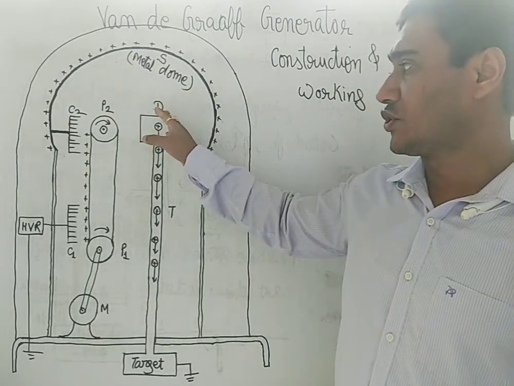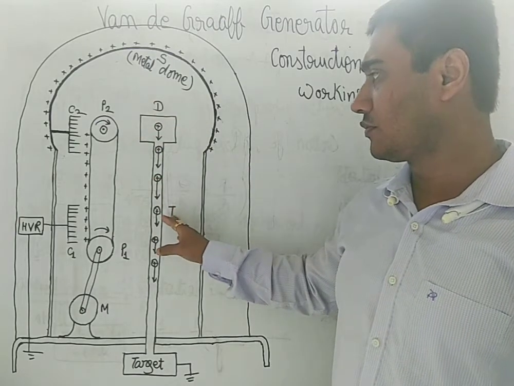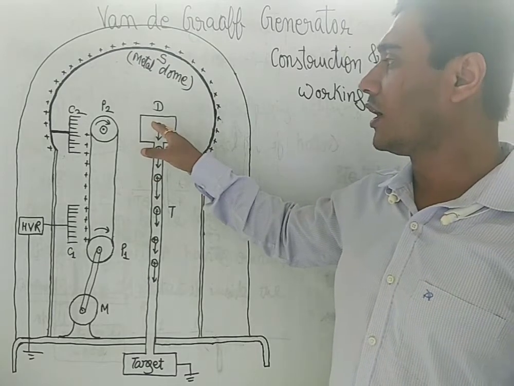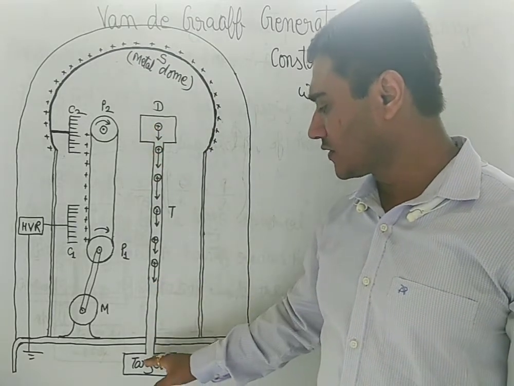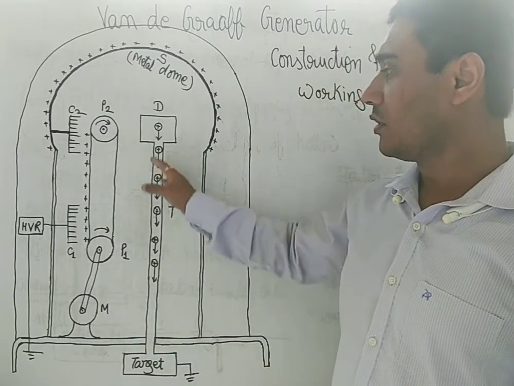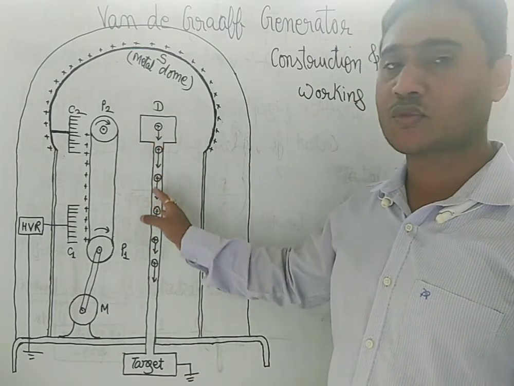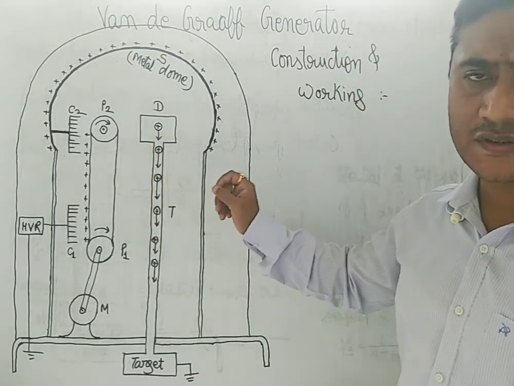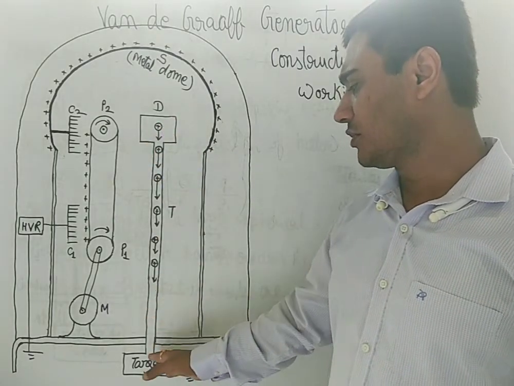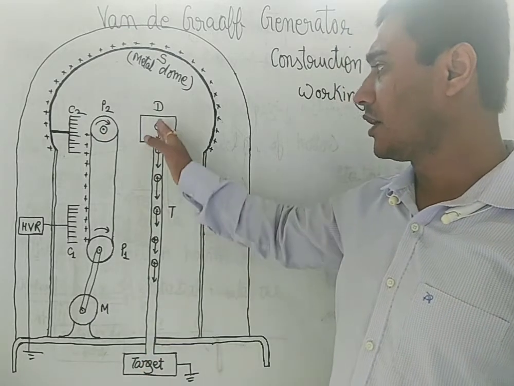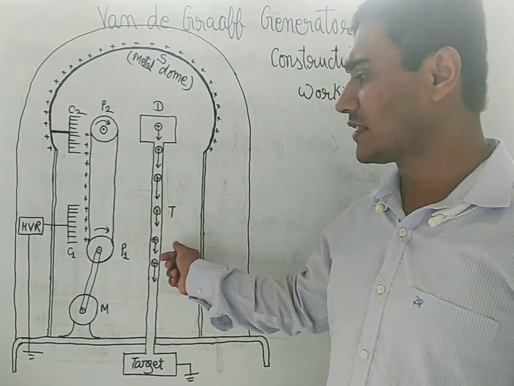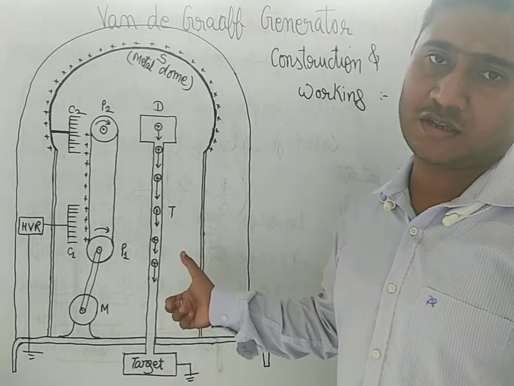The gas discharge tube D, which is at the head of the long tube T, is the source of positive ions, and the lower end of this tube T is connected with the target, which is properly earthed. Now these positive ions, which are generally deuterons or protons, travel through this long tube and reach the target, and they gain proper energy, and the energy gained by positive ions is Q into V.